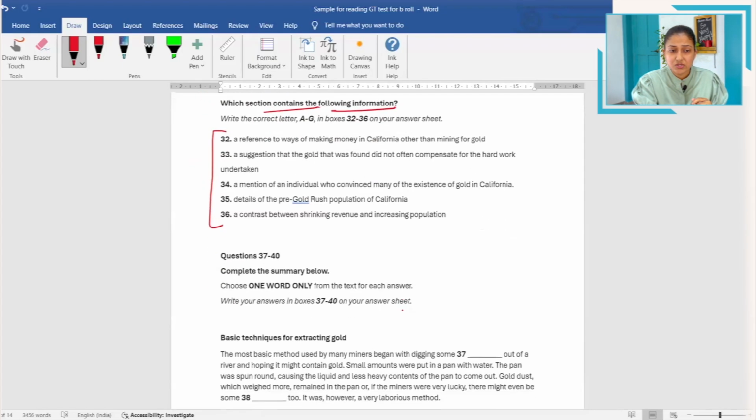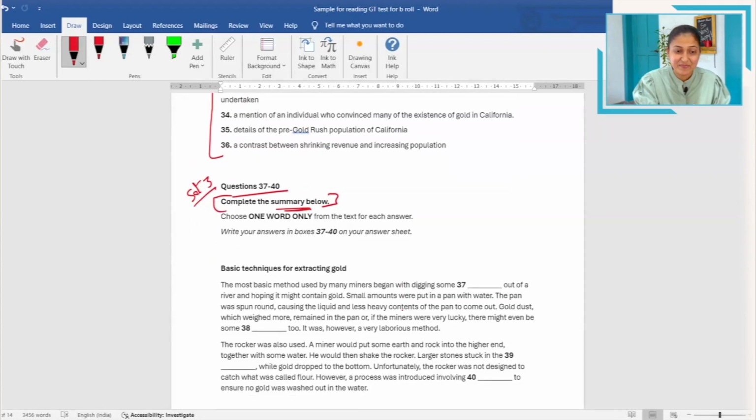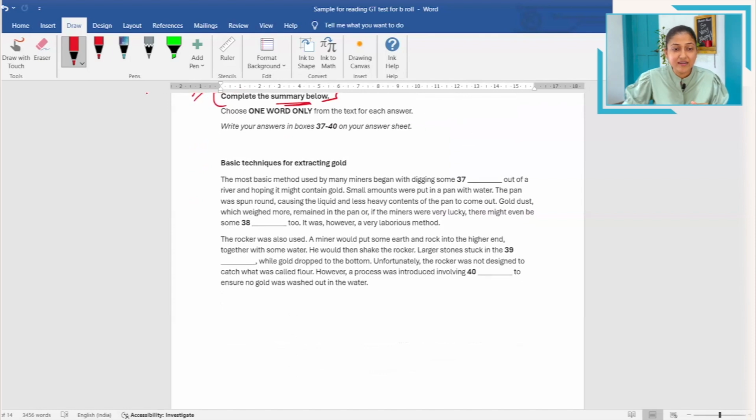Okay, when I scroll down, I see, alright, there is again another set number 3 for the same passage, which is to complete the summary below. Again, interesting, I must say. So this is your third set for the same passage. Yes, wherein you have to complete the summary. Now, did you observe how the third section of general training test is similar to that of an academic test?